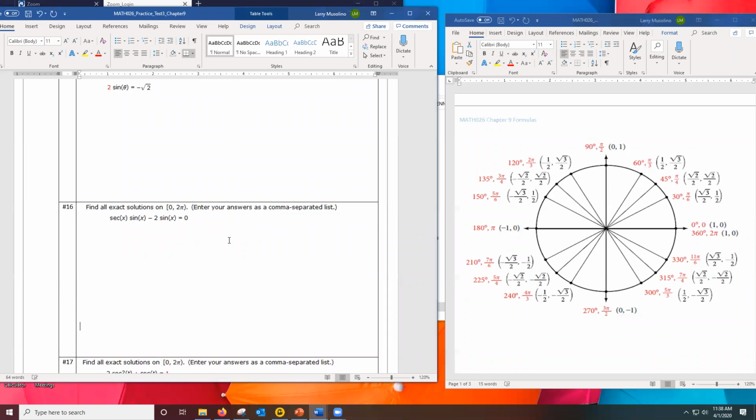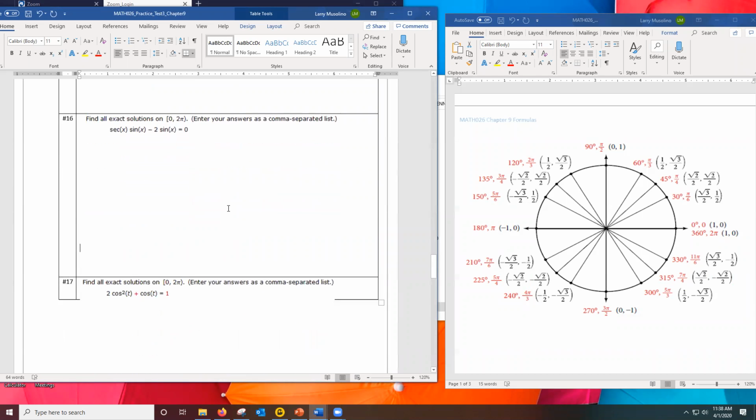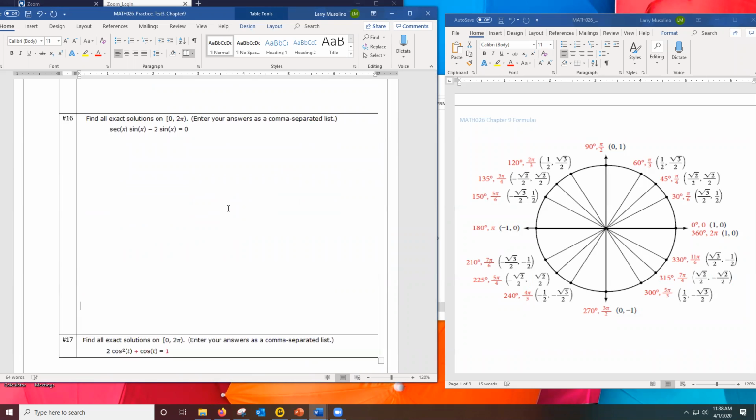All right, folks, let's go ahead and do the rest of these examples. Here's another one that's asking me to find all solutions to this equation. Now, for this equation, there's actually two trig functions. Notice there's a secant and a sine. So when you have two trig functions like this, you want to try to factor if possible. So I want to try to factor here if I can.